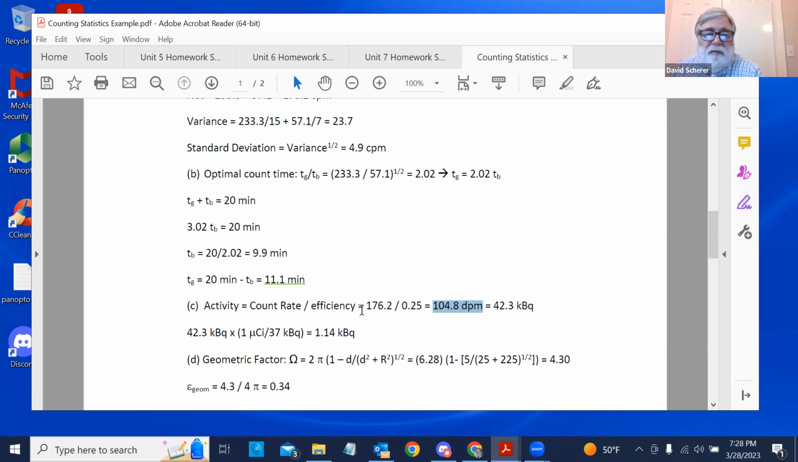There was 176. No, it's 176 times 4. Again, I have a typo. It's 704, not 104. That's 704. I couldn't read my own handwriting. 704 DPM.